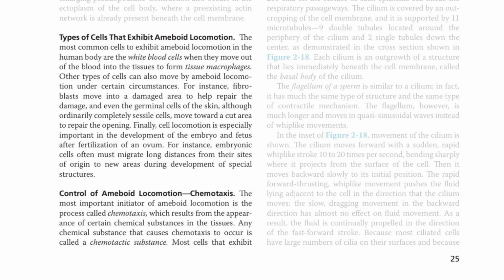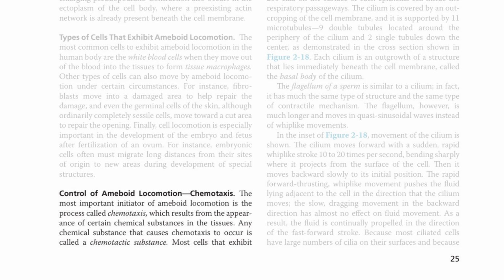Other types of cells can also move by amoeboid locomotion under certain circumstances. For instance, fibroblasts move into a damaged area to help repair the damage, and even the germinal cells of the skin, although ordinarily completely sessile cells, move toward a cut area to repair the opening. Finally, cell locomotion is especially important in the development of the embryo and fetus after fertilization of an ovum. For instance, embryonic cells often must migrate long distances from their sites of origin to new areas during development of special structures.